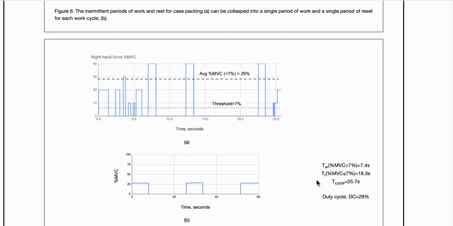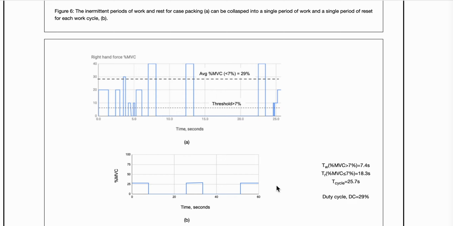And for this operation, we find that the work time was 7.4 seconds, and the average force during that time was 29%. We find that the recovery time between successive exertions was 18.3 seconds. If you add these together, you get the cycle time of 25.7. If you use the T work and T cycle, you can calculate the duty cycle of 29%. And it's totally a coincidence that the percent MVC and the percent duty cycle are the same.